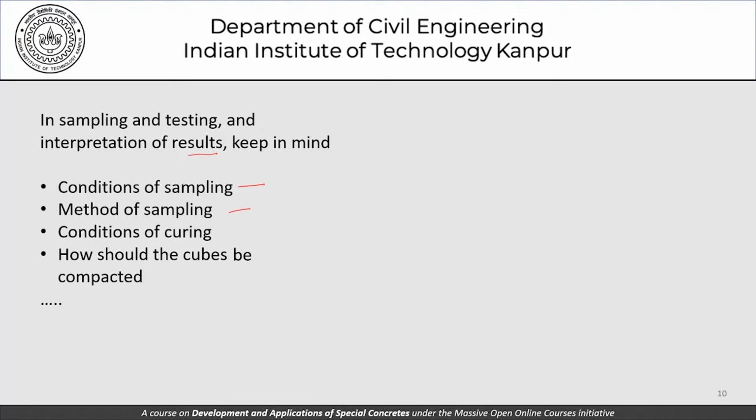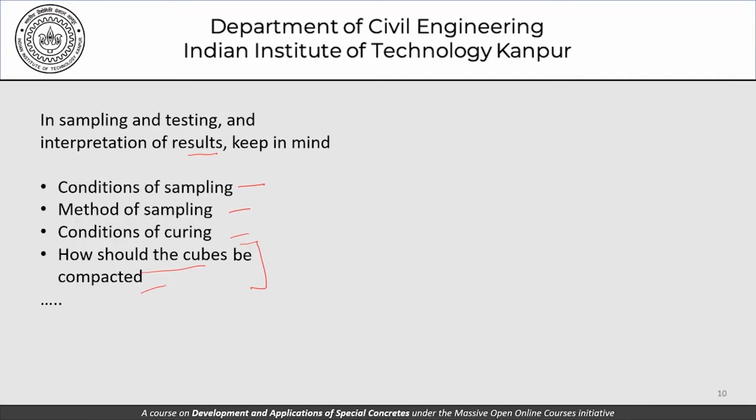sampling, curing conditions, how should the cubes be compacted. I mean, these are the kind of things which are very, very mundane, which are very, very obvious. Somebody will say, what is the big deal about it? But if you see the site, if you think about it, there will be a specification which tells you to tamp the cubes or vibrate the cubes. In certain cases, it's not possible to do that. Then how should the cubes be taken? Somebody has to think about it.